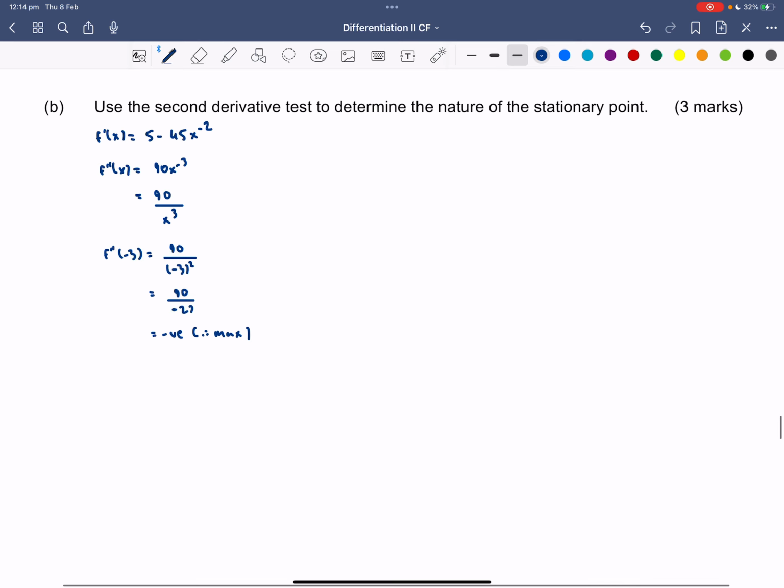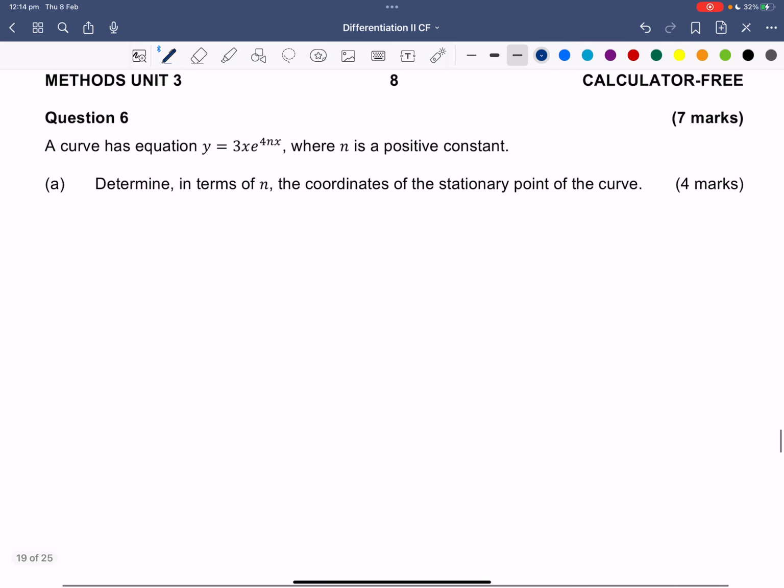Okay? Next question. A curve has got this equation. Find the stationary points. All right, find the coordinates of the stationary point. Again, we have one function times by another function. So let's differentiate. Using product rule, copy out one, differentiate the other one. What is the derivative of 4nx? The derivative of 4nx is 4n. And then we copy it out, plus the other way around.